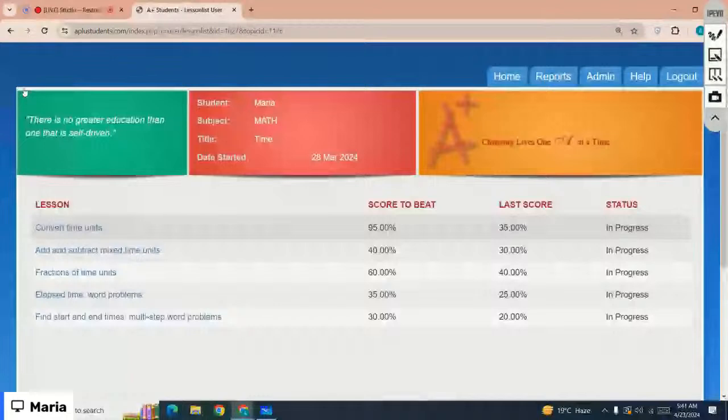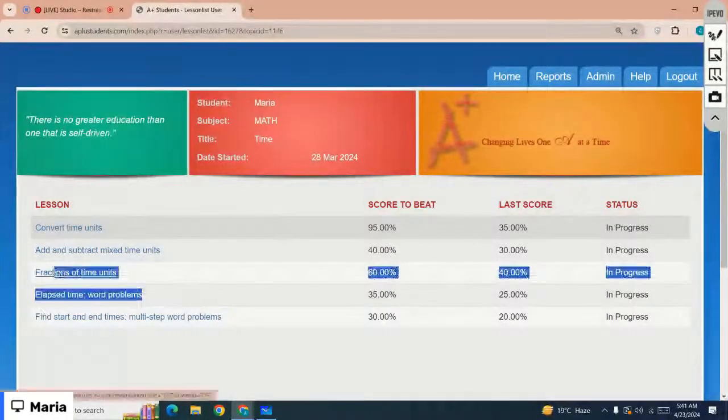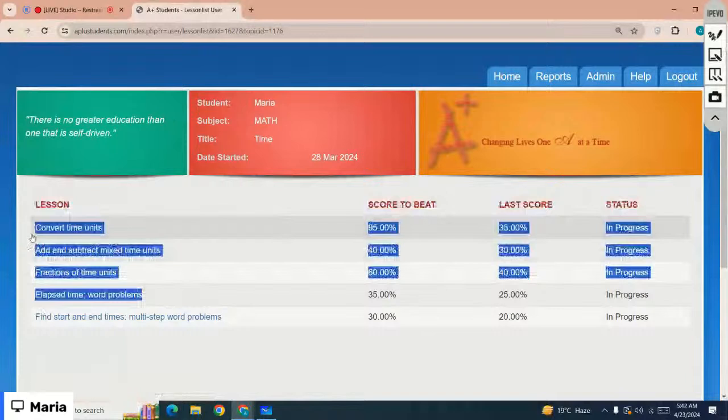So we were working on grade 4 math. The chapter we were working on is time. The lessons we have covered today are convert time units, add and subtract mixed time units, fractions of a time unit, and elapsed time word problems, right? So please make sure before the next session you complete all the practice questions for the lessons we did today. That is your homework until the next session, right?